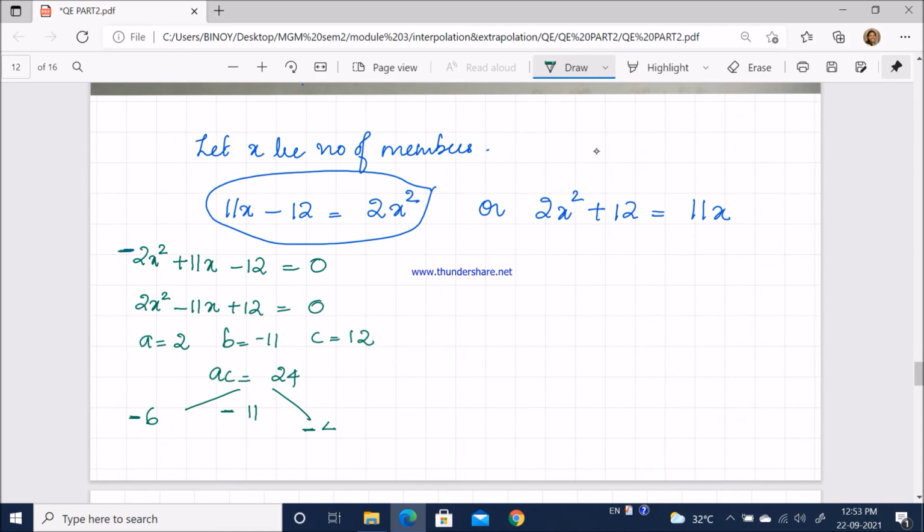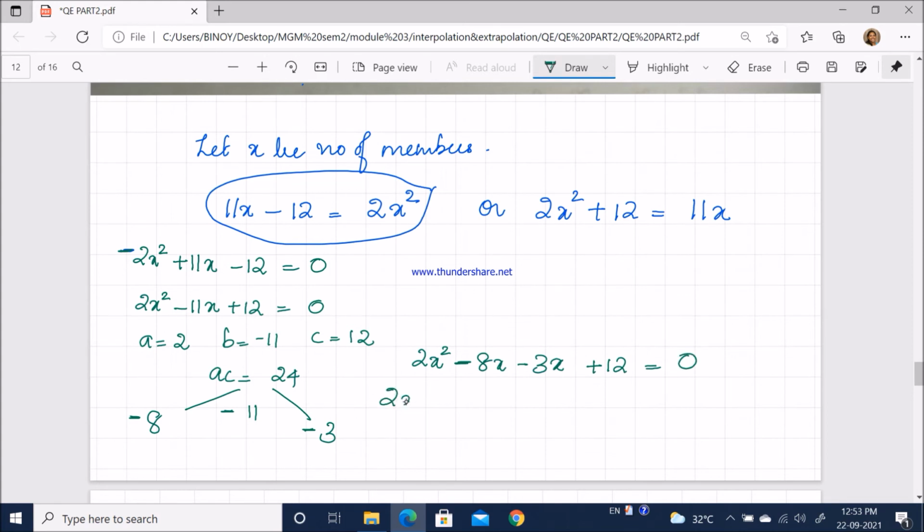It is minus 8 and minus 3. So the product is 24 and the sum is minus 11. So it is minus 8 and minus 3. So 2x² minus 8x minus 3x plus 12 equals 0.